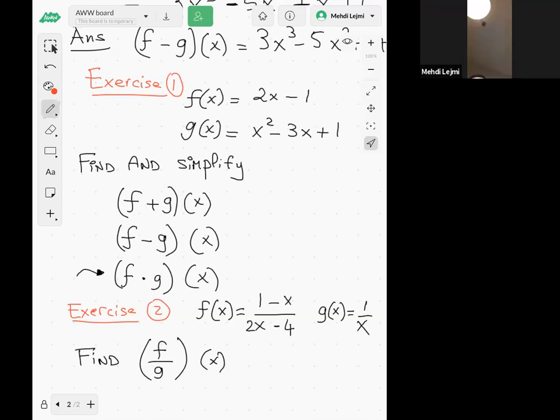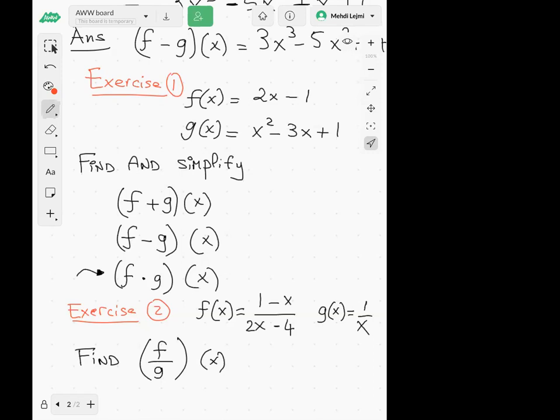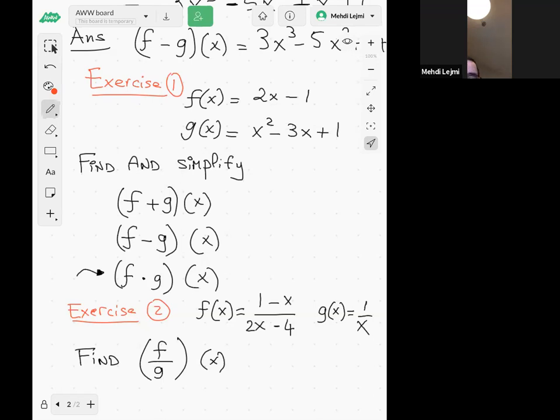All right, guys. So for f plus g, I already did one example with f plus g, so I won't do the details here, but the answer should be x squared minus x, and then -1 plus 1, that'll be 0.